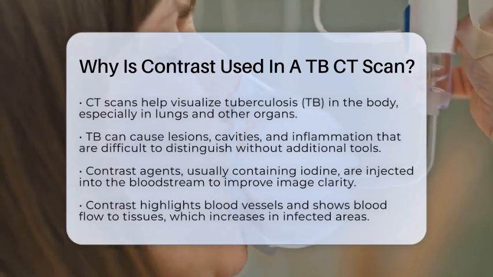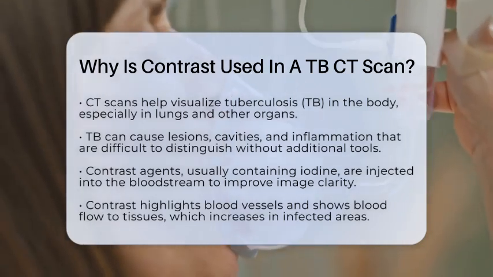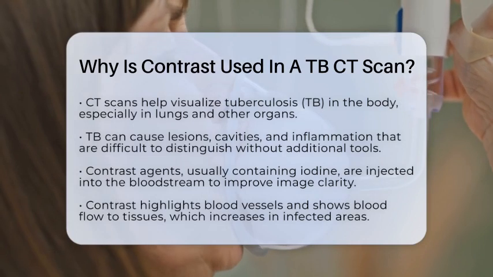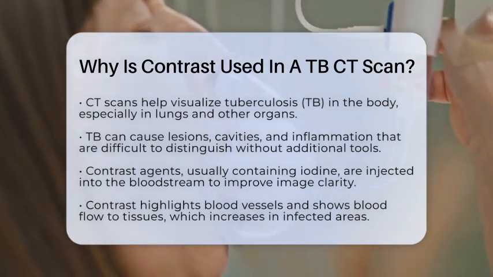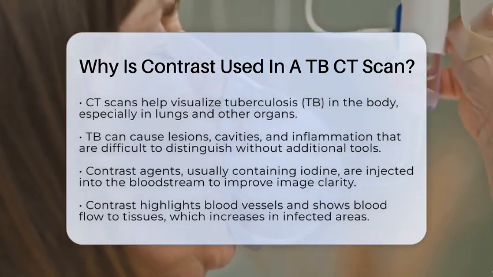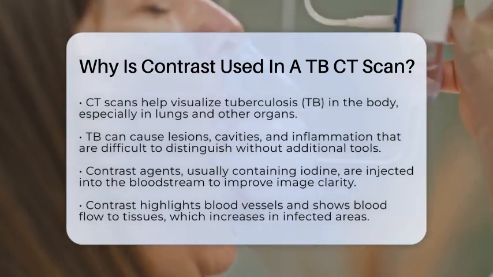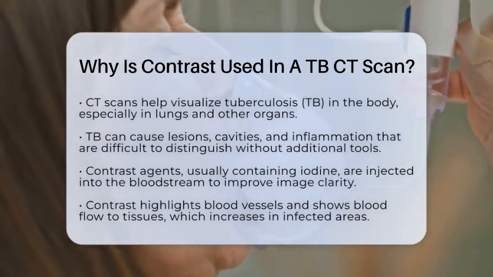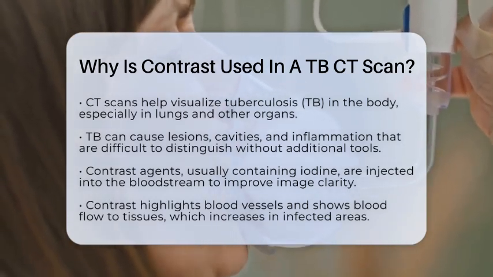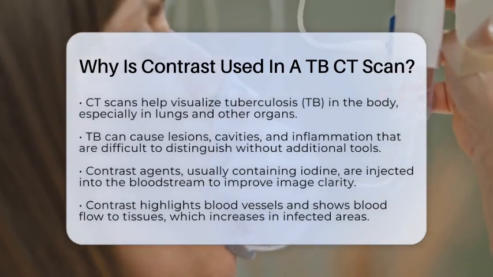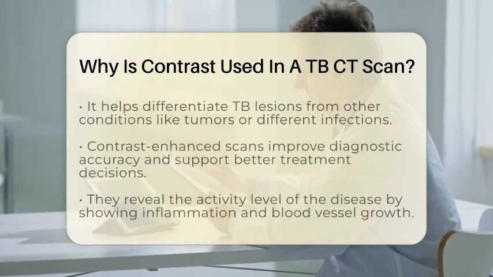Contrast agents, usually made with iodine, are injected into the bloodstream to make these areas stand out more clearly on the scan. They help highlight blood vessels and show how tissues are supplied with blood, which is very useful because active tuberculosis often causes increased blood flow to the affected areas.